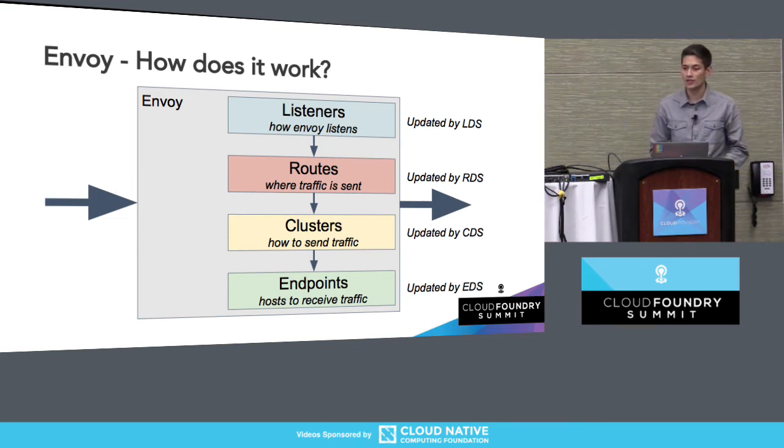Listeners are mapped to routes. Routes tell Envoy where the traffic is sent. This can be some sort of matcher, such as the host header of the request. Routes are updated by the route discovery service.